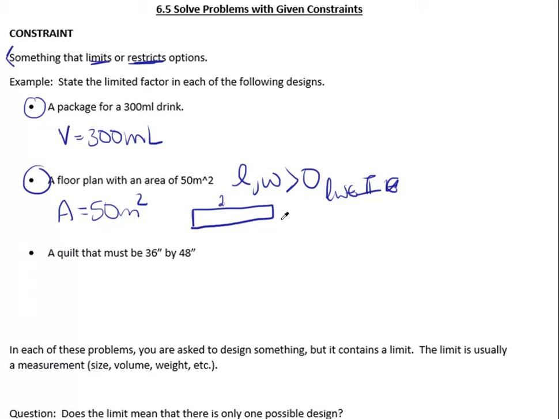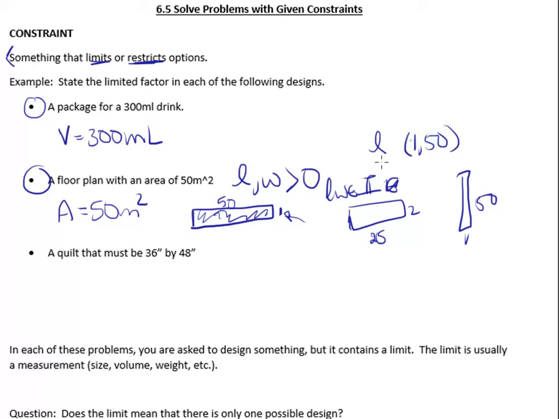Okay, so this could be 24 and 1. Wait, area of 50. One second. Okay, this could be 50 by 1, and that would be the smallest if we use integer values. So no decimals, just integer values. And then we could have 25 by 2, and we can keep going until we get 1 by 50. So the length has to be between 0 and 50, or 1 and 50.